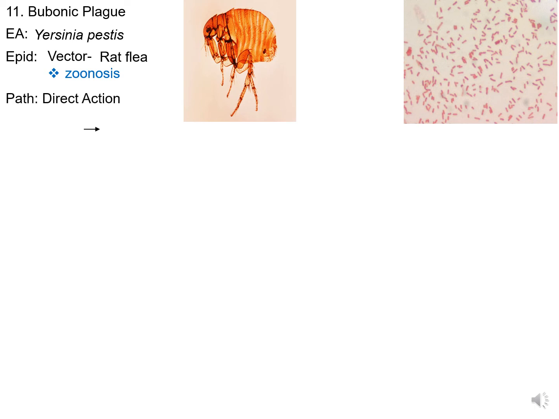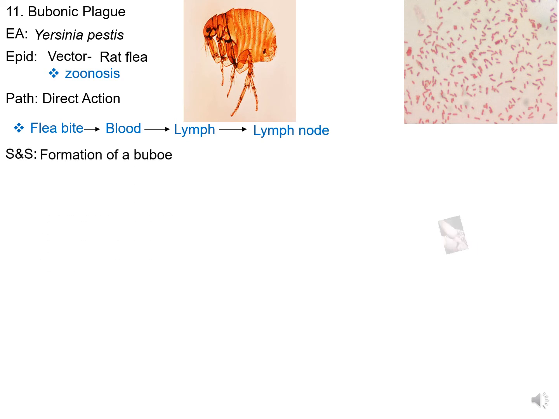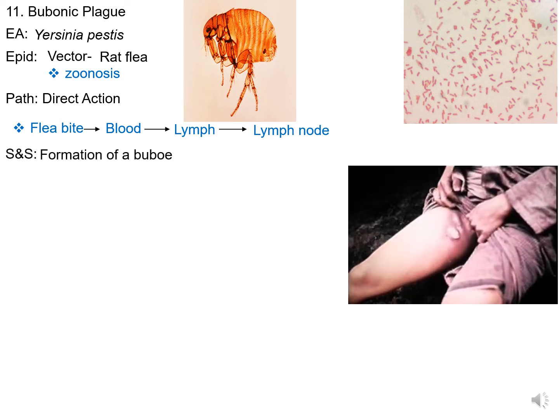Now, the pathogenesis is direct action. We're going to see the flea bite. We're now going to see this thing getting into the blood, going into the lymph nodes, just as we saw before with rabbit fever. Now, once it's there, we're going to see the formation of a bubo, okay? And that sign and symptom is the key. And you'll see it right here. So if you're bitten on the leg, we'll see it at the groin.